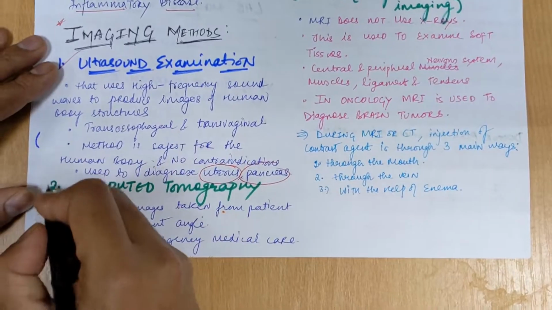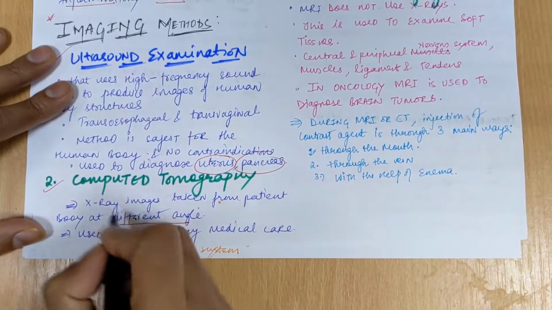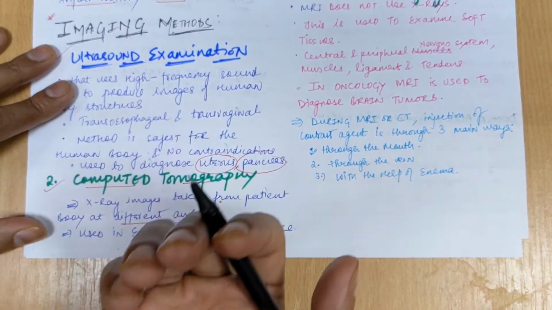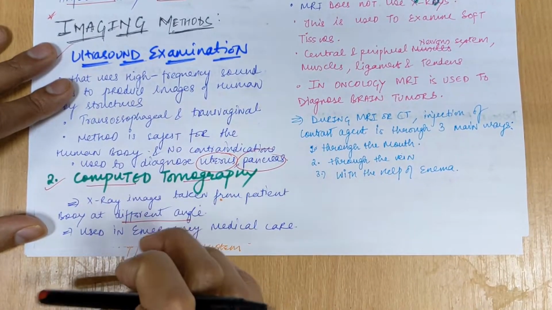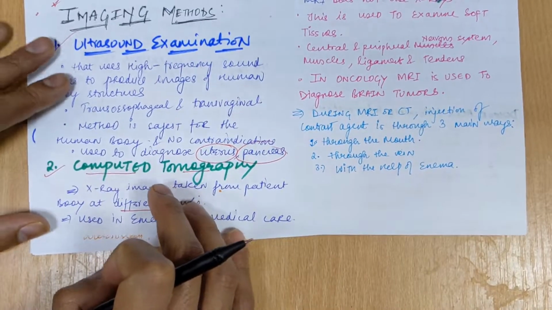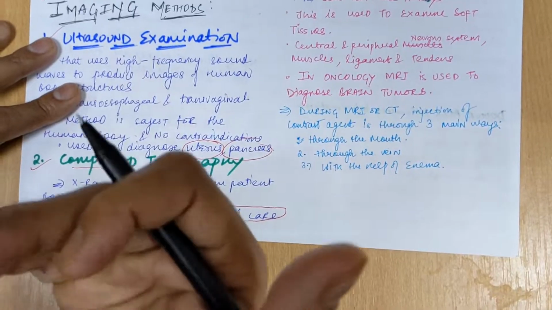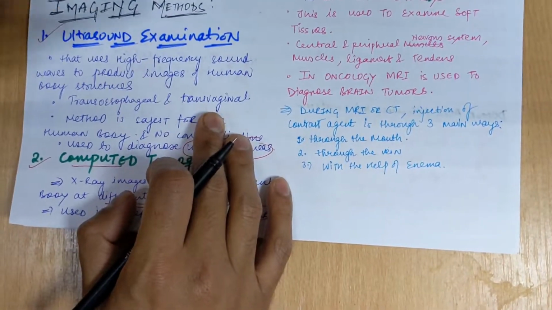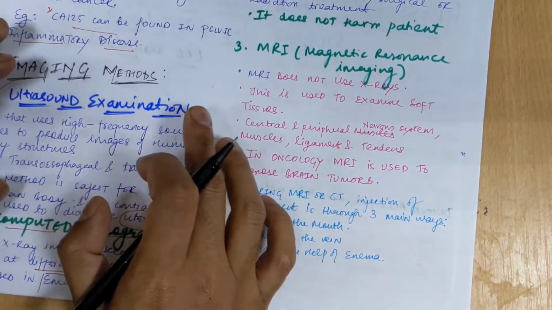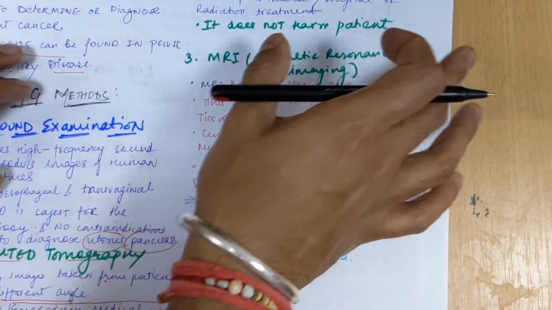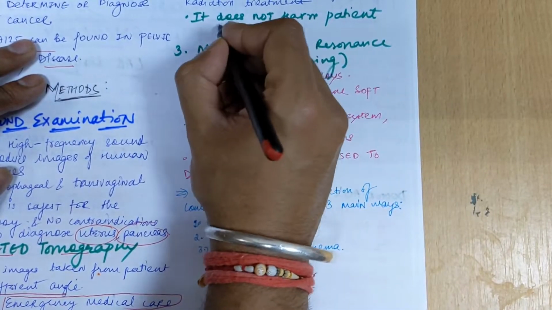Now, CT scan. X-ray images taken from the patient at different angles are called a CT scan. It is the most advanced type of X-ray. A normal X-ray is a single image, and if we take X-ray images at different angles, that is called a CT scan. It is used in emergencies and emergency medical care, where we have to diagnose a pathology very fast. In that case CT scan is preferred. It is used to plan medical, surgical and radiation treatment, and it does not harm the patient.